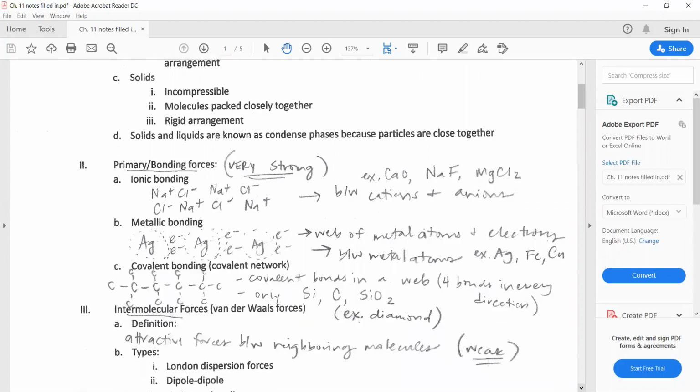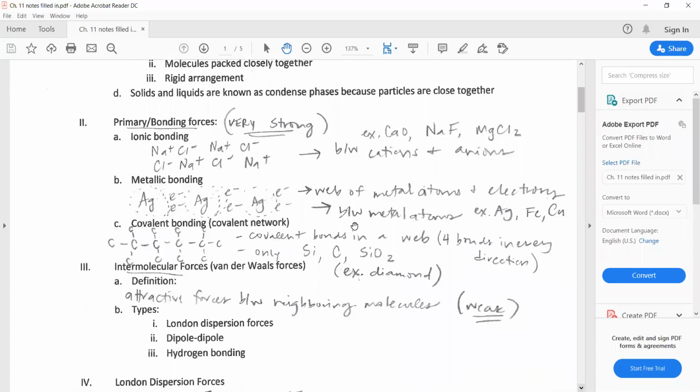So we talk about these different types of attractive forces. They're going to be broken into two big categories. The first being the primary or bonding forces. These are super, super strong forces. And then you've got the second group, which is intermolecular forces. They're also called van der Waals forces, and they are relatively very weak. That's what we're going to focus on more. But first, let's talk about these primary examples.